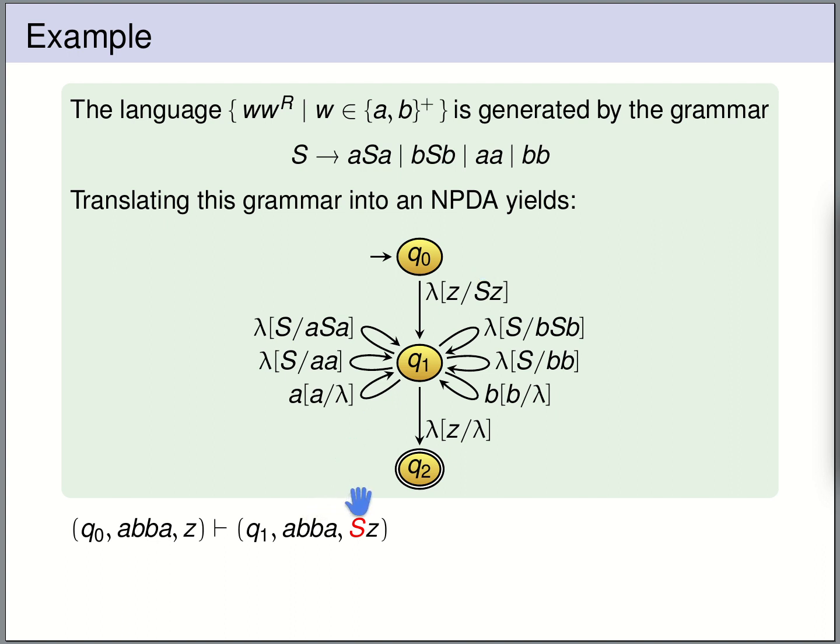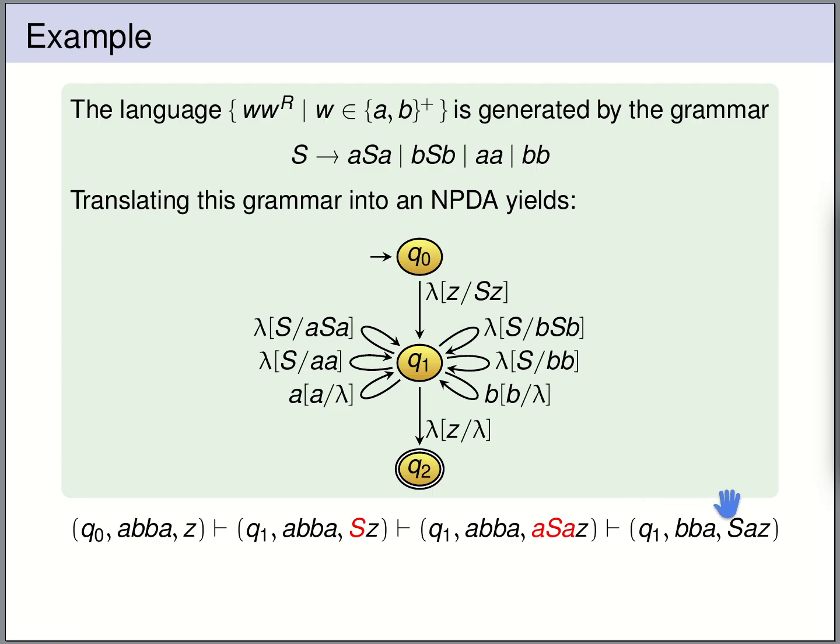Now we have an S on top of the stack, so we have a choice between these 4 transitions. We should use this transition. We should replace the S by ASA because this is the step that corresponds to the grammar rule that generates this word ABBA. So we use this transition, we replace the S by ASA on top of the stack. So now we have ASA on top of the stack. The topmost stack symbol is A, and we have input. The first letter of the input is an A as well, so we can apply this transition which consumes the input letter A and removes the topmost A from the stack.